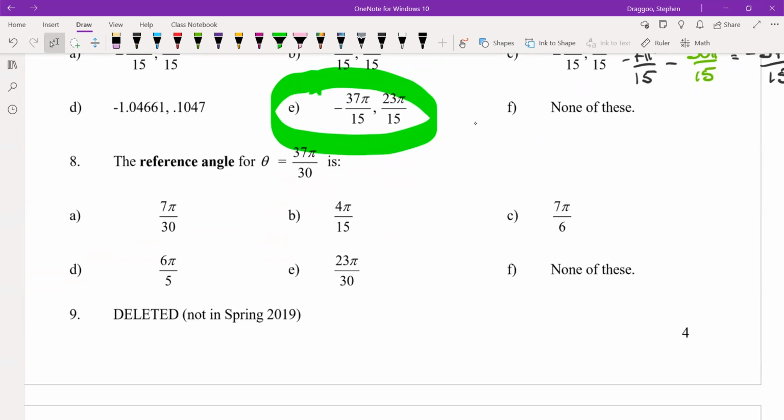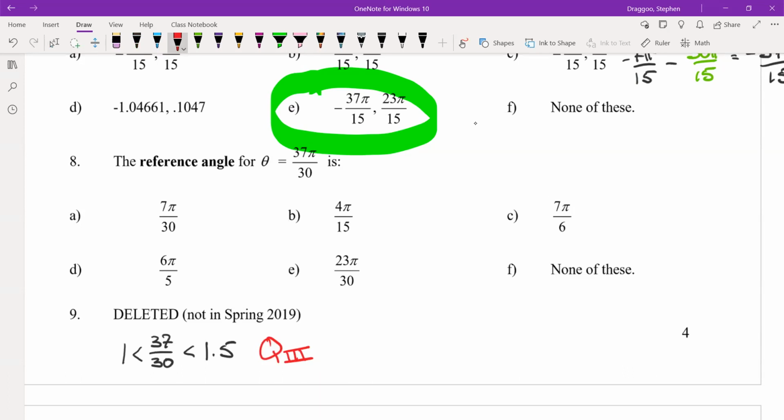All right, and next up, let's calculate a reference angle for 37 pi over 30. If we take a quick look at 37 over 30, it is between 1 and 1.5. So as a fraction of pi, this coefficient, 37 over 30, is more than 1, less than 1.5. That means that 37 pi over 30 is in between pi and 3 pi over 2. So we're in the third quadrant. 1, 2, 3.